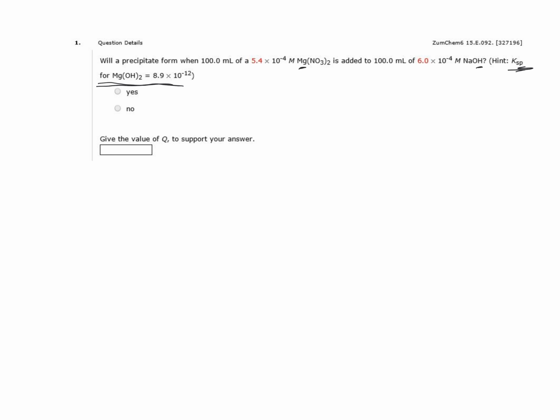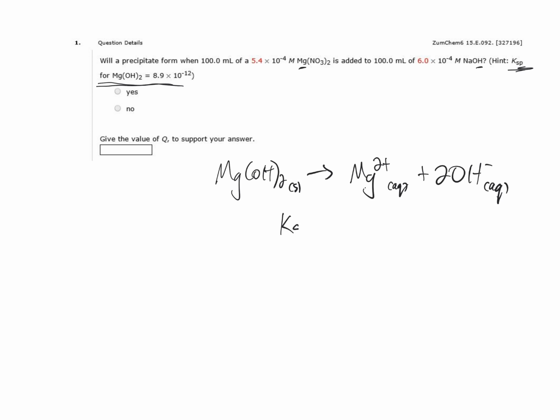Let's start with writing an equation for the dissolution of magnesium hydroxide. And let's consider values for K and Q and see how those compare. As I'll bet you can do in your sleep at this point, writing an equilibrium expression is not much of a challenge for you.